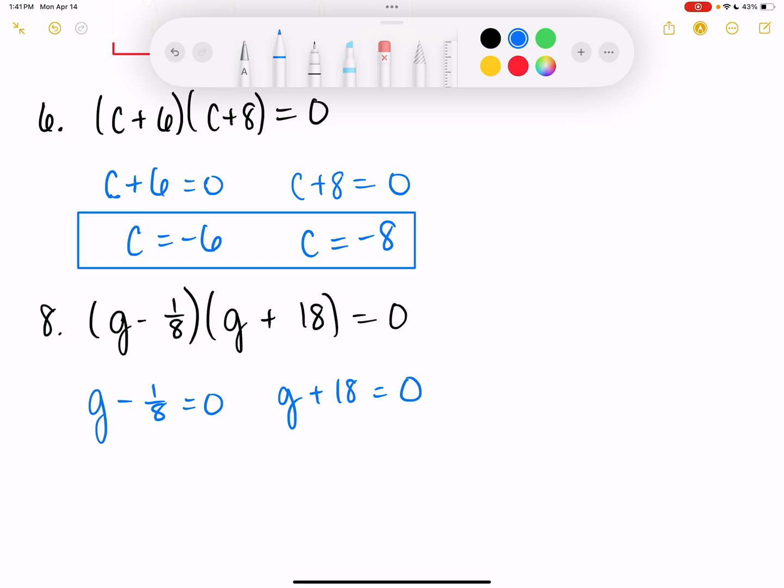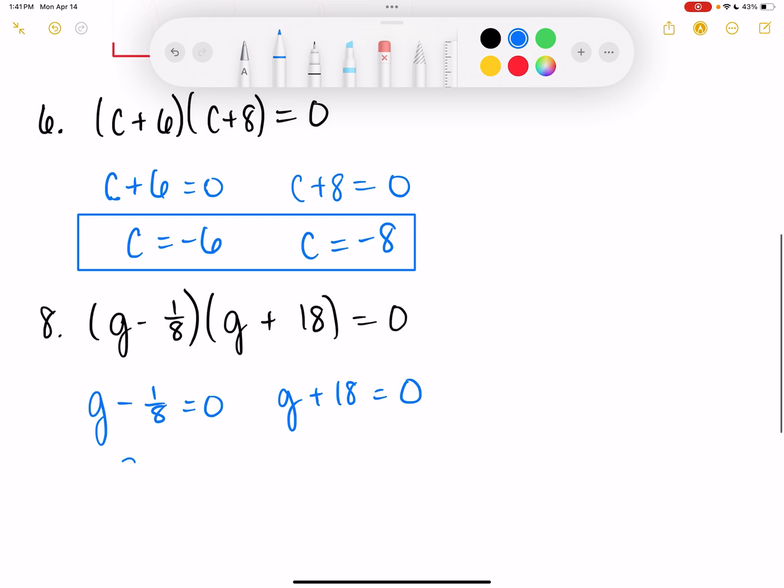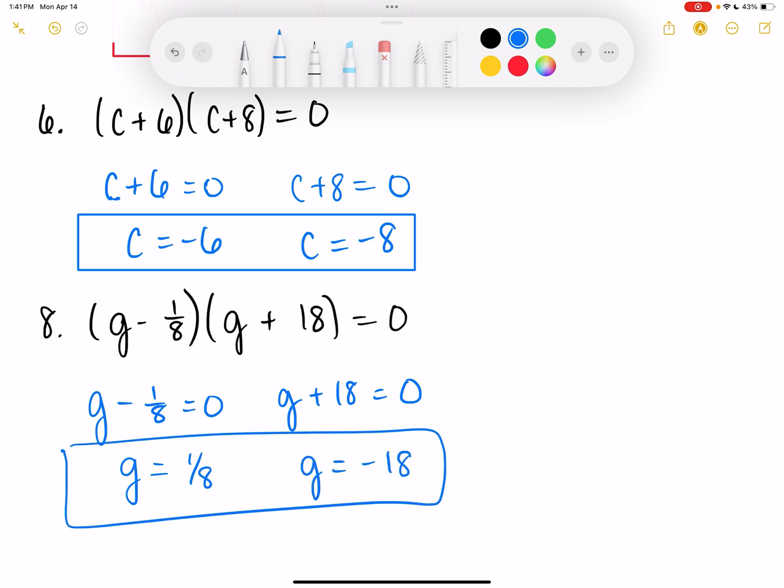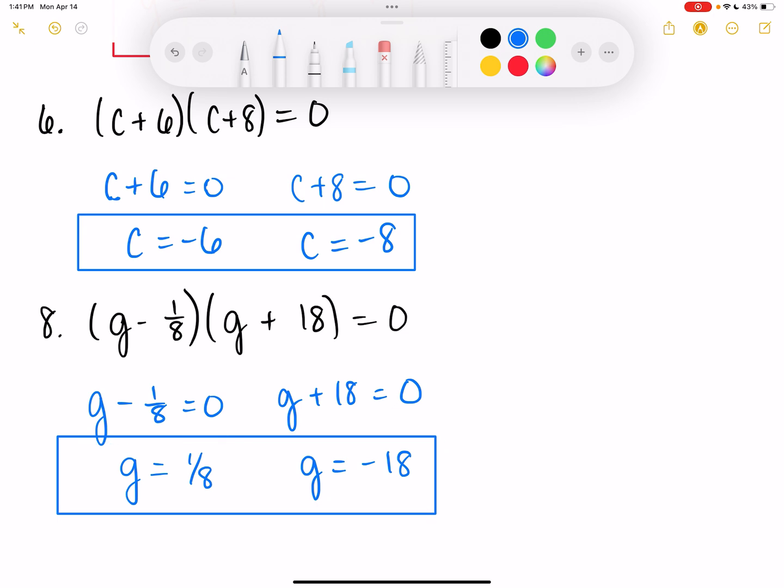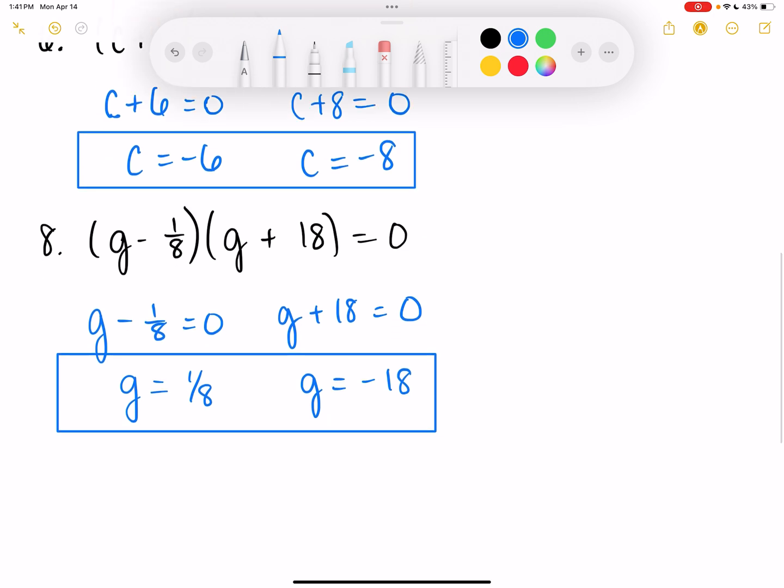So what do I do with the one on the left? You add the 1/8. Yep, add it. So g equals 1/8. And then what about the one on the right? G equals negative 18. Yep, subtract. So g equals negative 18. So those ones aren't too bad, right? We're just moving it by adding and subtracting.